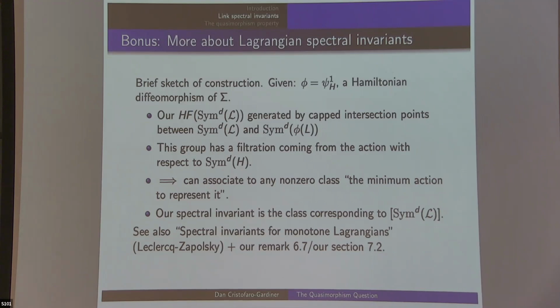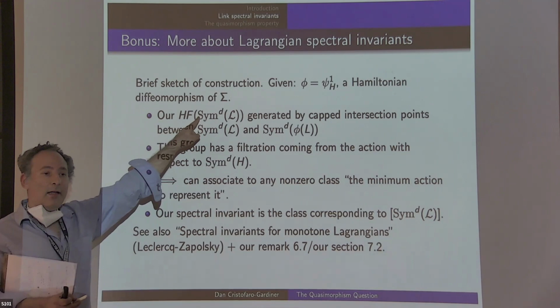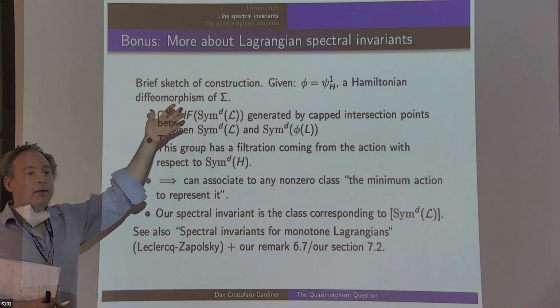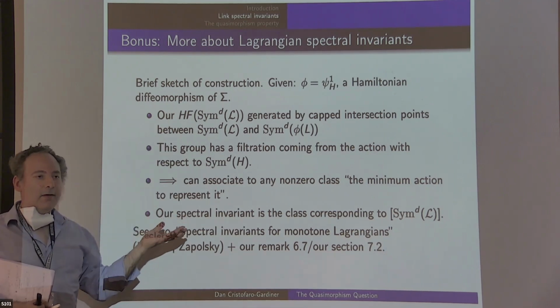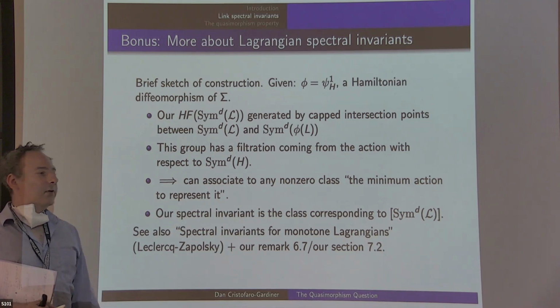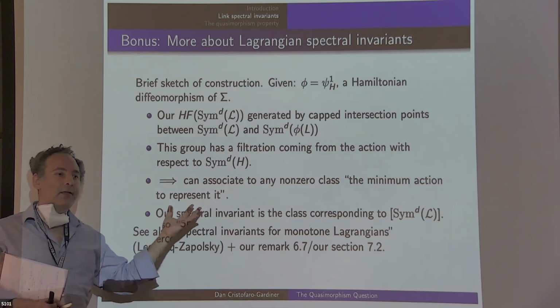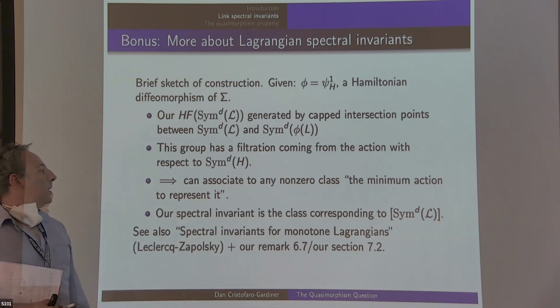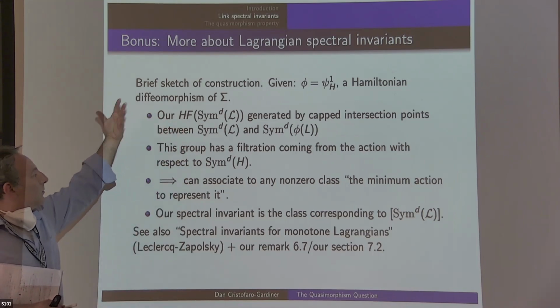You're taking any non-zero class where? I got lost. So you can associate to any non-zero class in what? Right. Okay. So I take this HF of Sym^d of L. This is some vector space. And it's non-zero. I haven't really explained why it's non-zero, I just stated that it was non-zero. And so if I take any element of it, I can take the minimum action required to represent it. I put this in quotes, but all I mean is that this is the homology of a chain complex with respect to a differential.